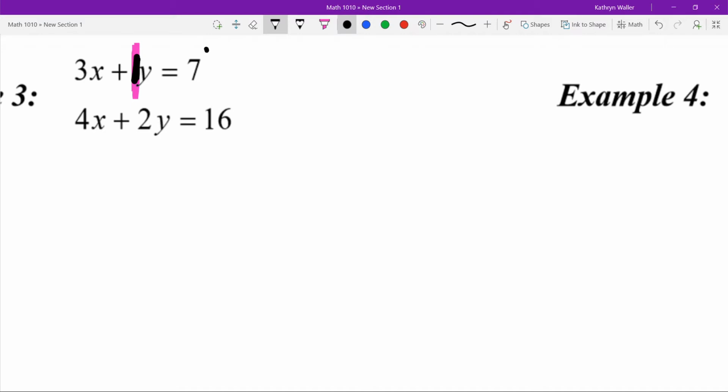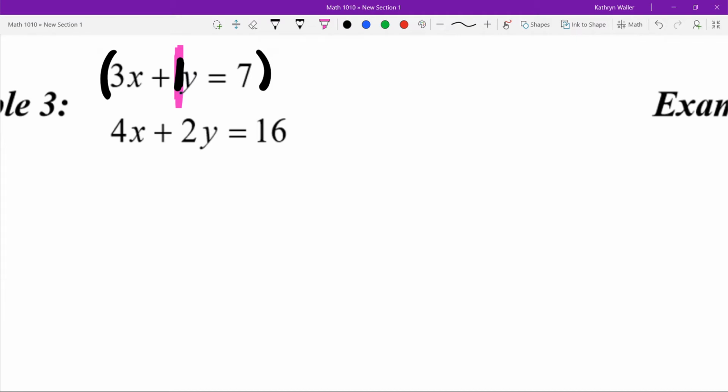You guys, I can turn the 1y into a negative 2y. Then a negative 2y and a positive 2y will cancel out. How can I turn a 1 into a negative 2, everybody? What do I do? Times by negative 2. So I want you to put a negative 2 right there. And then I want you to write underneath the second equation, negative 6x minus 2y equals negative 14.